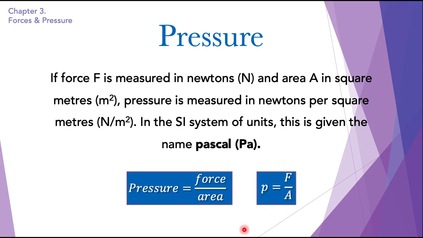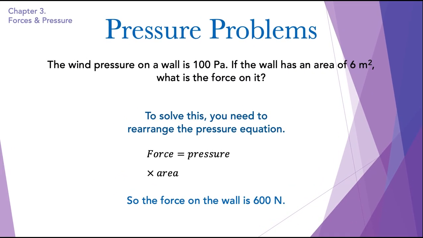Okay, let's look at a problem of pressure over here. The wind pressure on a wall is 100 pascals. So if the wall has an area of 6 square meters, what is the force on it? To solve this, you need to rearrange the pressure equation. So make it force is equal to pressure times area, and we just multiply the pressure with the area given, and what we get is 600 newtons. So the force on the wall is 600 newtons. It's very simple, isn't it?